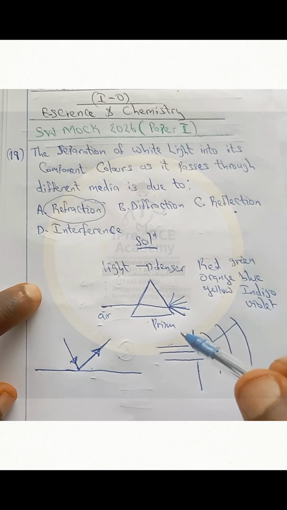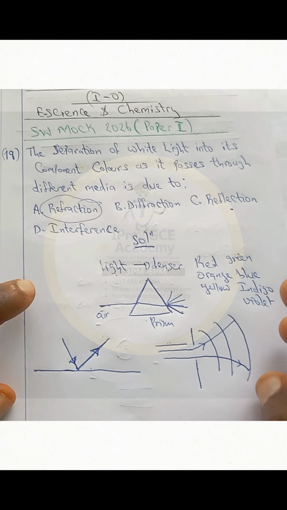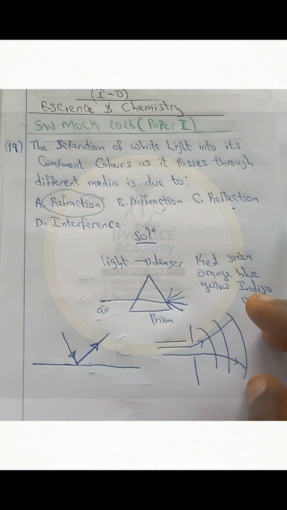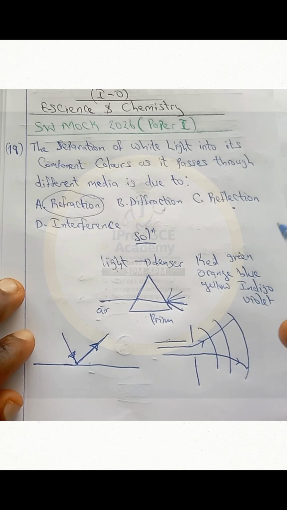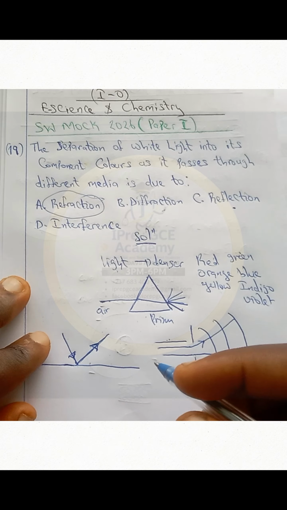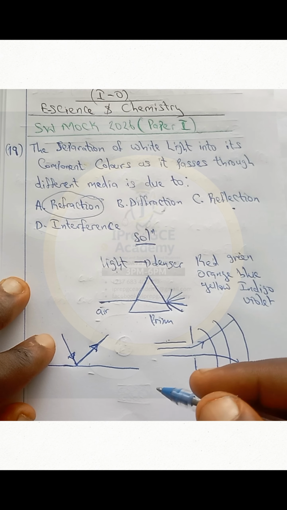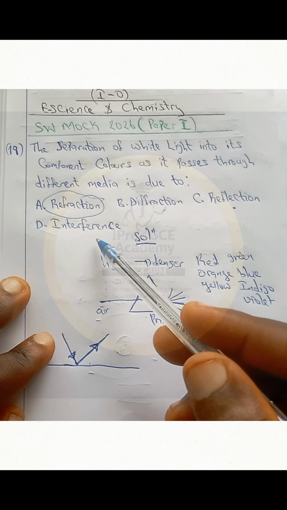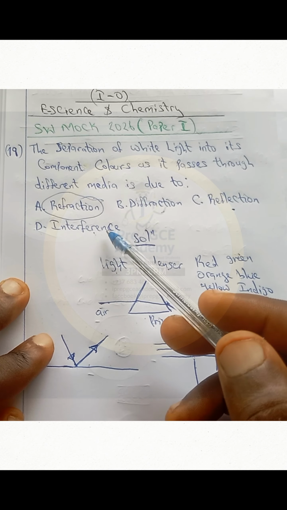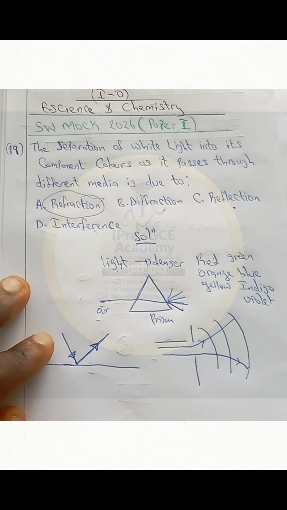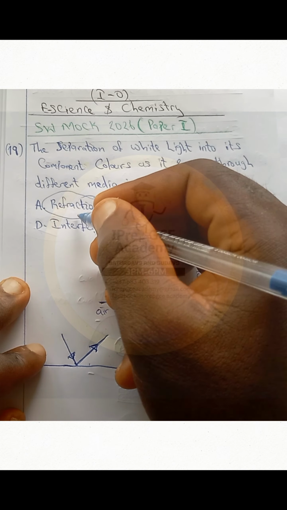And next you have interference. What is interference of waves? Well, waves can meet, and when waves meet, they can either combine to make a bigger wave called constructive interference, or they can cancel out and they go flat, forming destructive interference. So interference is the combination of two waves. Two waves collide or they meet. They either combine or they cancel out. So in this question, the correct answer was refraction.